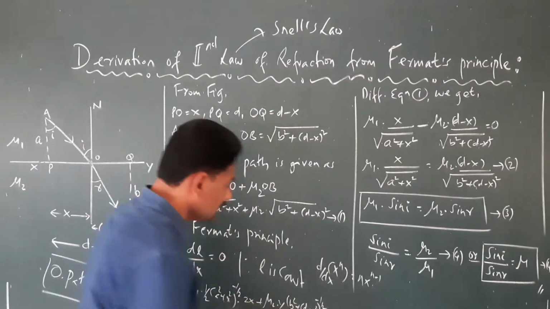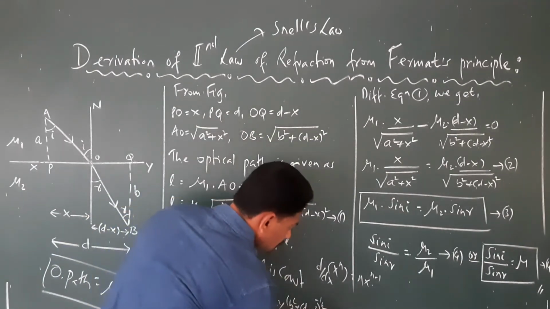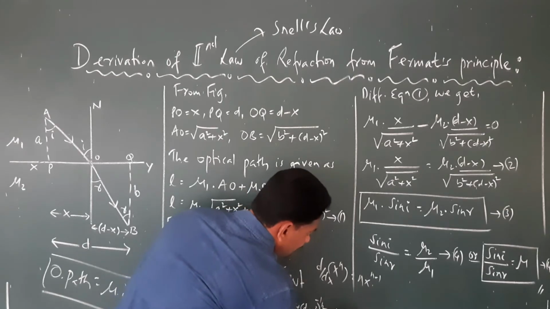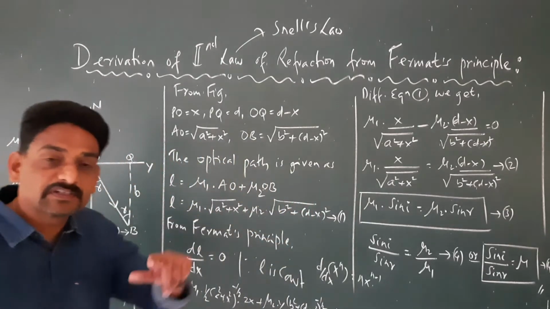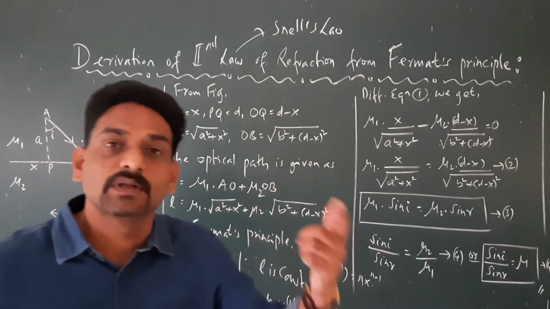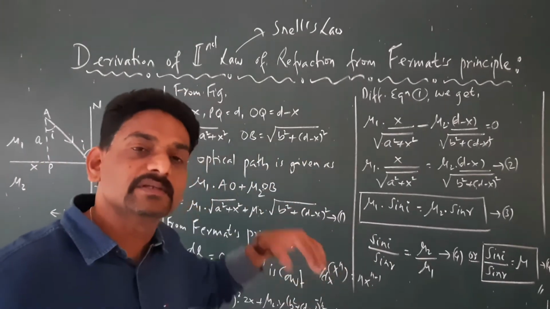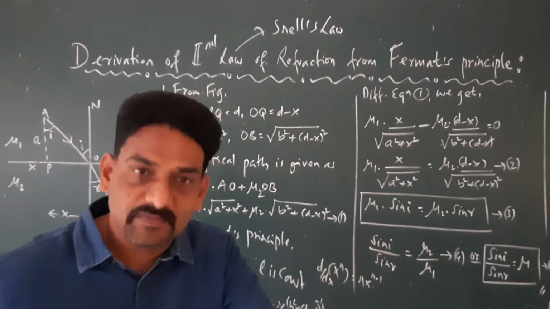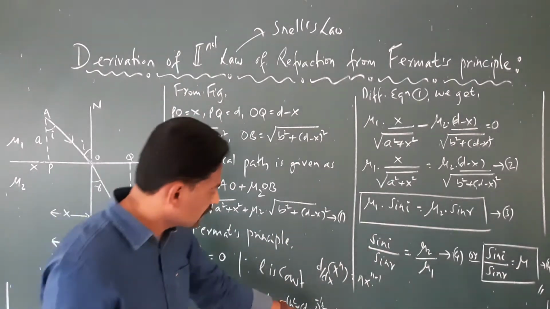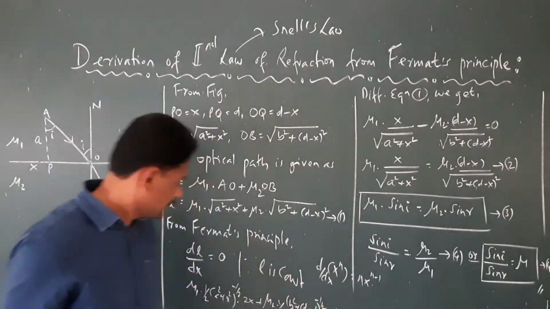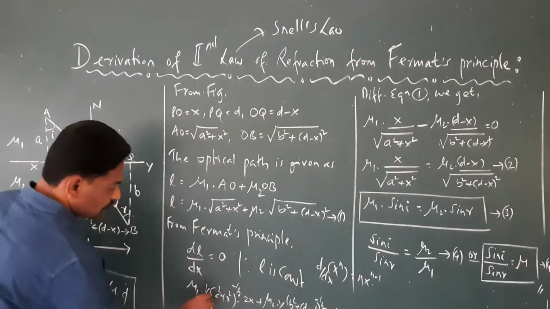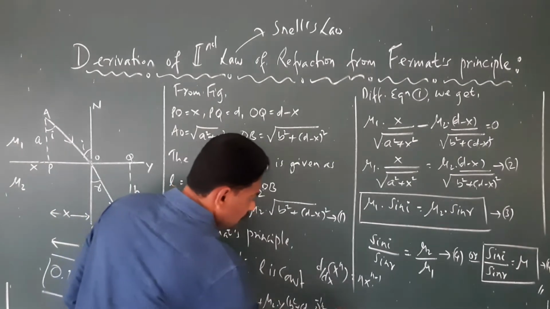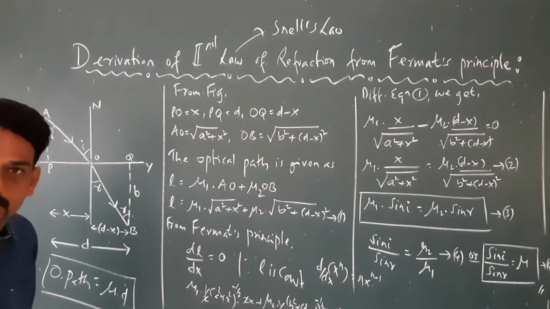So the differentiation of this is going to be minus 2 into d minus x. That is the differentiation of d square plus x square minus 2dx. The d square differentiation is going to be 0. The x square differentiation is going to be 2x. So minus 2dx differentiation is going to be minus 2d. That can be taken as minus 2 into d minus x. So if we simplify this, these 2 and these 2 get cancelled with each other, right?